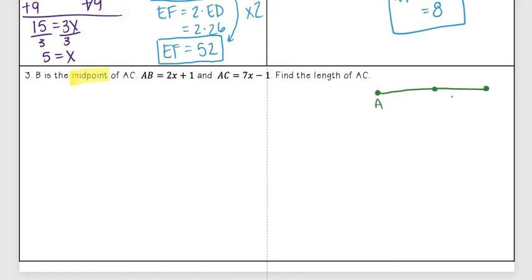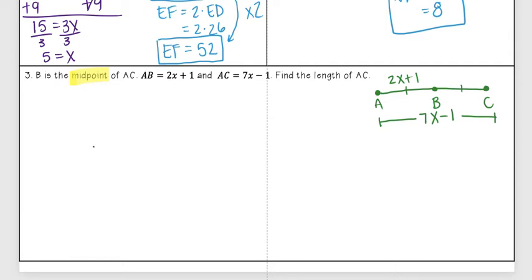So I'm told B is the midpoint of AC, so that means that B is in the middle. It's the midpoint, so that means that these two, AB and BC, are congruent. I'm given that AB is equal to 2x plus 1. And then I'm given that AC is 7x minus 1. So now this one is a little bit different. Last time we were given the two smaller segments, but now this time I only have one of the small segments and then the whole.